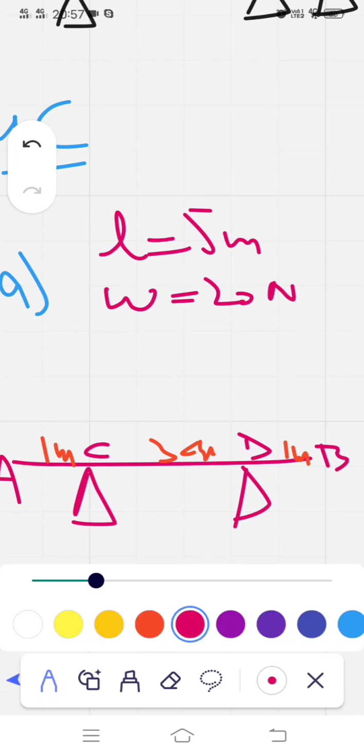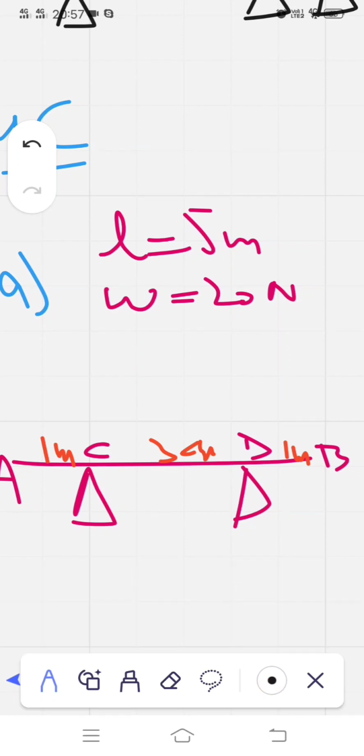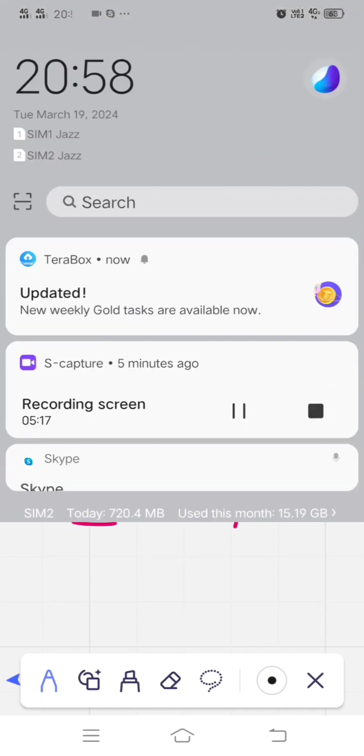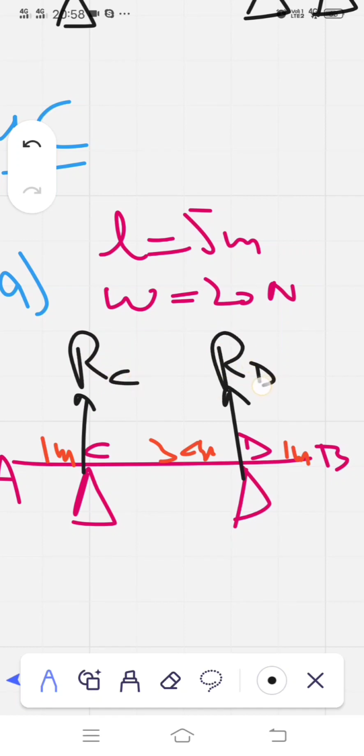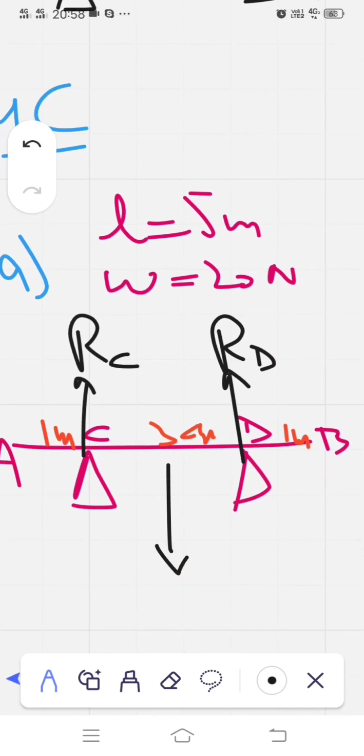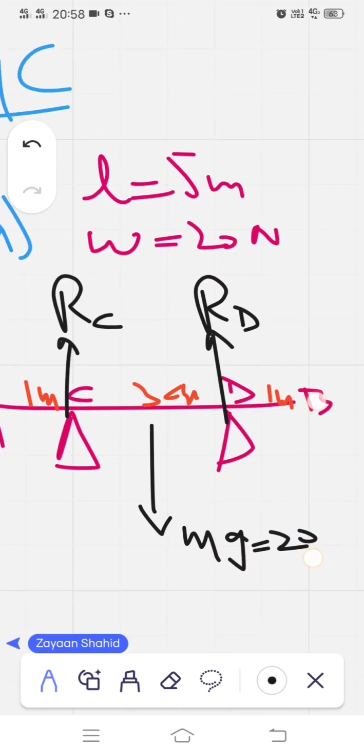Let's take moments about C and D, so we can take the resultant about C and the resultant about D. So RC, and the resultant about D. The weight is 20 Newton, in the downward direction. That is mg actually, and this is equal to 20 Newton.